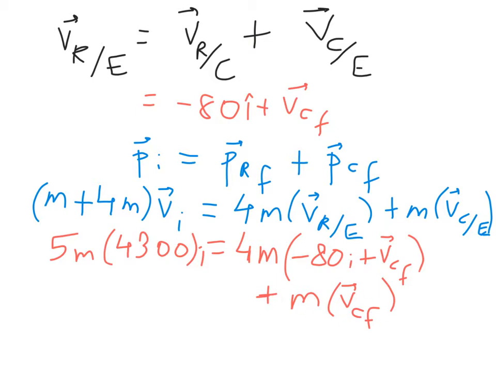Simplifying all this, we have 21,820 i hat is equal to 5 times VC final. Notice I have cancelled out the m's. We can further solve this to get the final velocity of the command module with respect to the Earth in units of kilometers per hour. And that's the end of that problem.